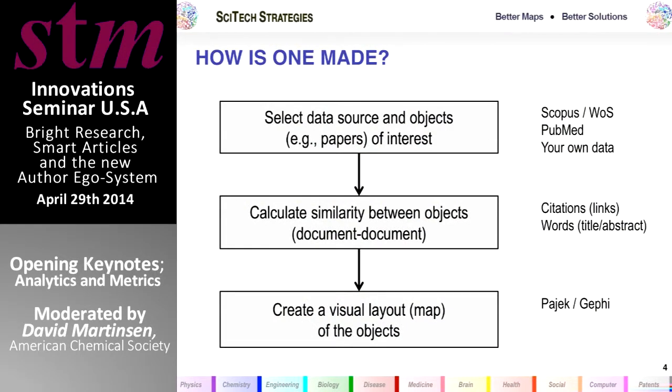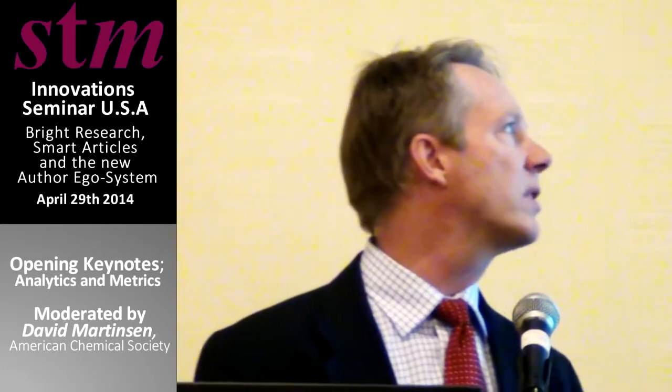How do you make one? Well, the first thing you do is you select a data source and the objects that you want to have as the pieces of your map. So, for instance, papers or patents or grants or other types of things. It could be authors, it could be words. And then you calculate the similarity between pairs of objects, variety of methods for doing that, and then you create the visual map of those objects based on the similarities. There's a lot of math and a lot of database work behind that. But let me give you a simple example of how this might be done.